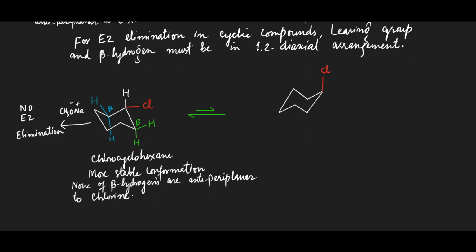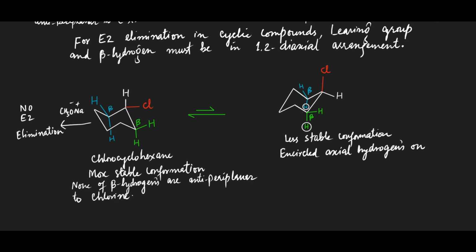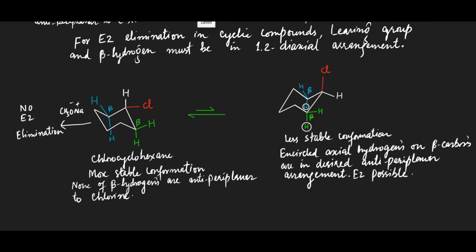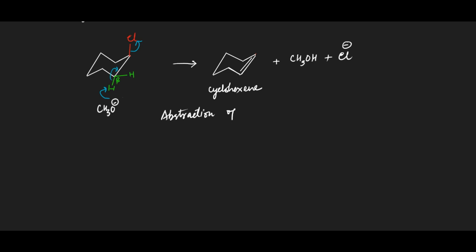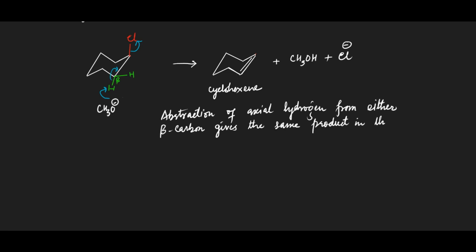When ring flipping occurs to put chlorine on the axial position, it makes this conformation less stable. Of the 4 beta hydrogens, the encircled axial hydrogens on beta carbons are in the desired anti-periplanar arrangement, making E2 possible. We can show the mechanism of abstraction of axial beta hydrogen to form the cyclohexene product. Remember that abstraction of axial hydrogen from either beta carbon gives the same product in this case.